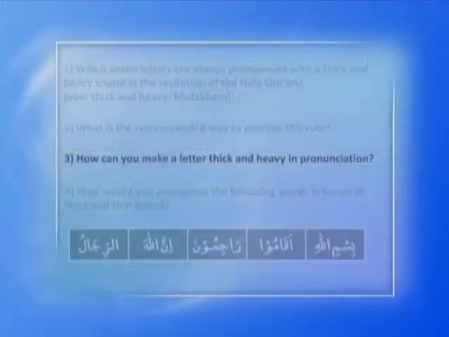Third question: how can you make a letter thick and heavy in pronunciation? Make your tongue touch the ceiling of your mouth. Now touching the ceiling of the mouth, you can't do that. Okay, near the ceiling, or maybe inclining towards down. Or if there is a minimum gap between the normal natural gap between the top of the tongue and the ceiling of the mouth, you are raising the sound, becoming thick and heavy. And a good example I give you, fatalaqqa. You can feel here. Okay, you can do this practice.